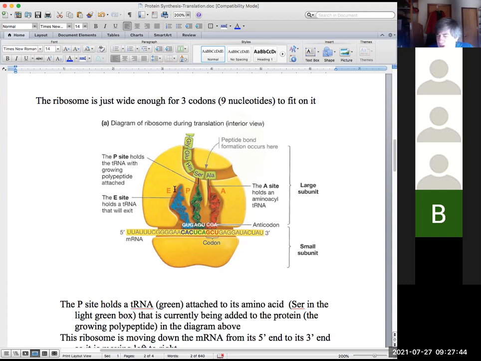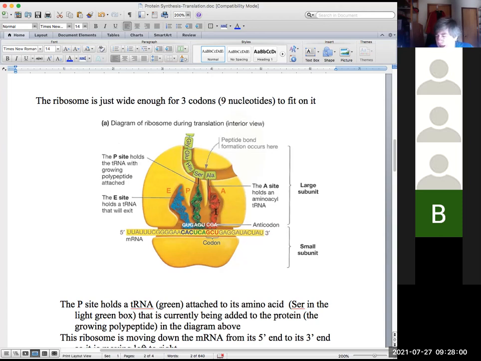So notice this transfer RNA doesn't have a protein attached. This transfer RNA just a second ago added histidine. And now it doesn't have an amino acid, so it's going to exit. It's going to leave the ribosome.